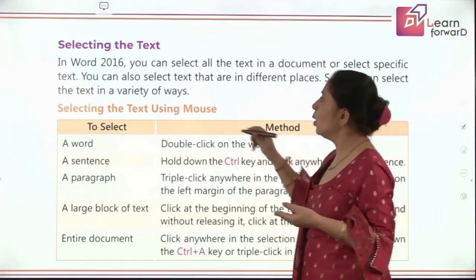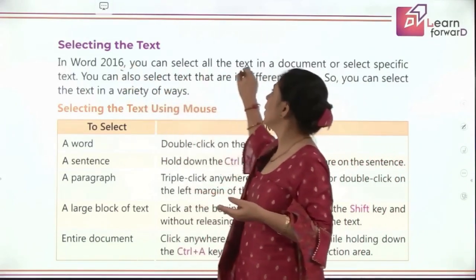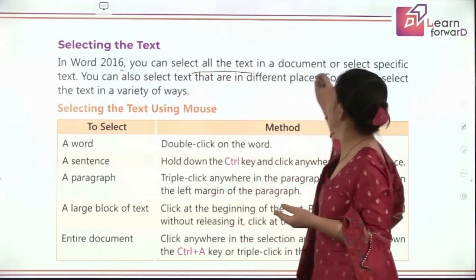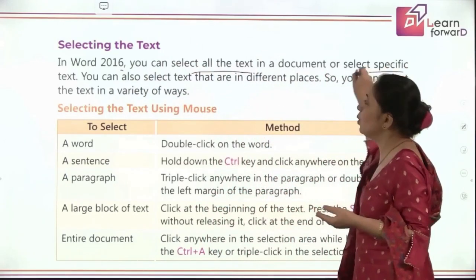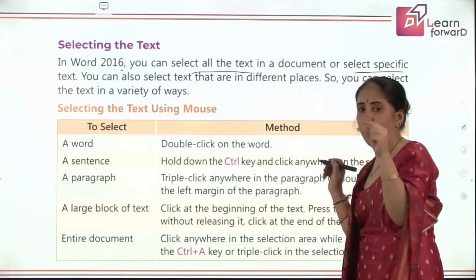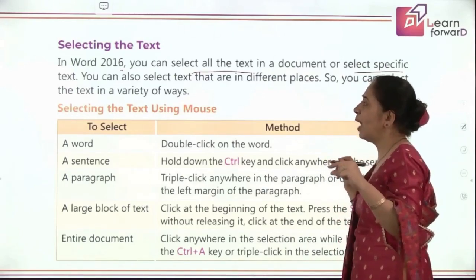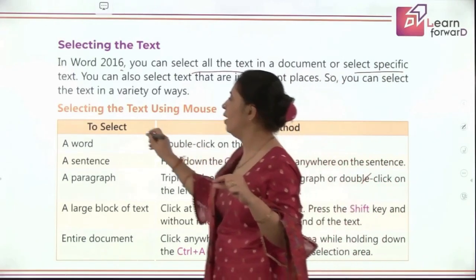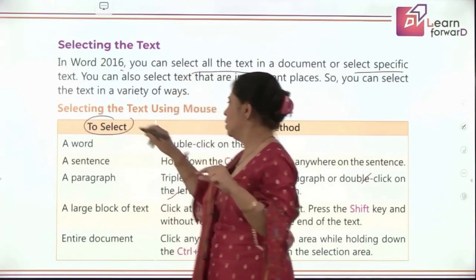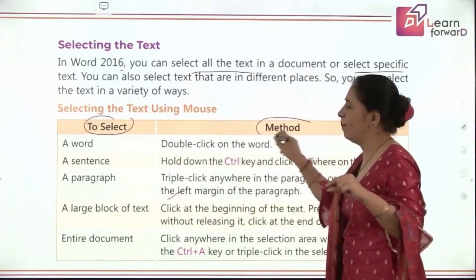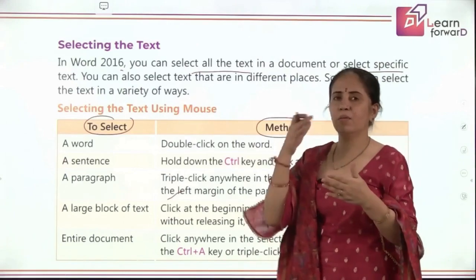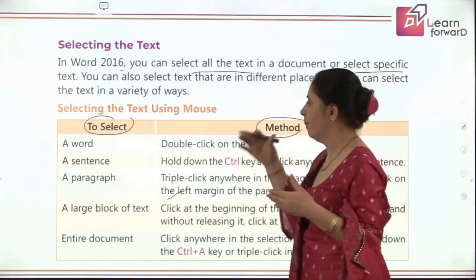Okay, so in Word 16, you can select the entire text in the document, or you can even select a specific part of the text. For that, you have different ways to select. So I'll just tell you different methods of selecting the word, the sentence, and the paragraph.